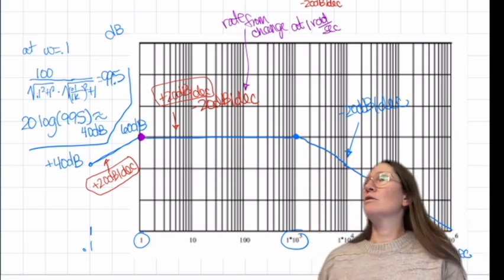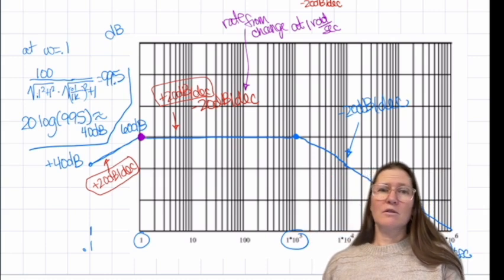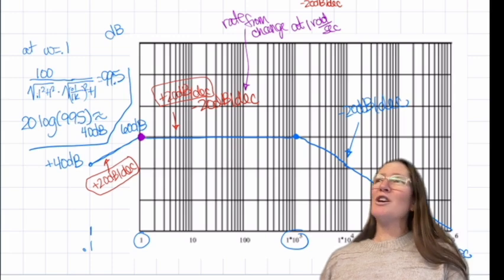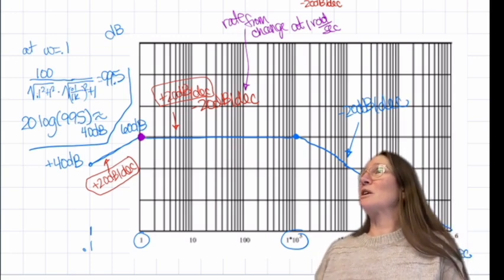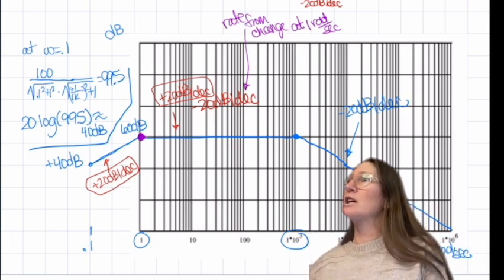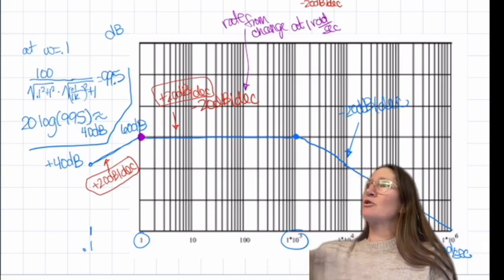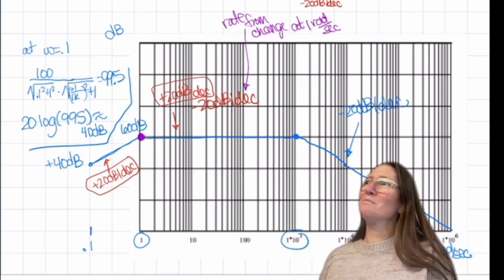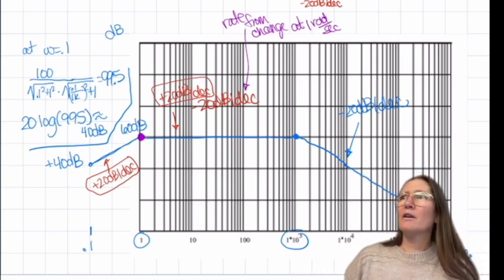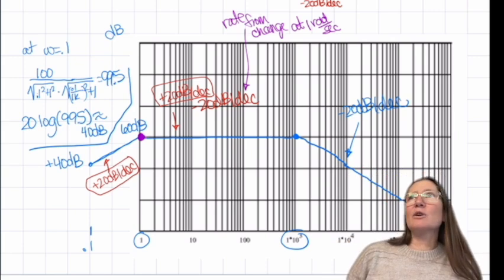Is it the 20 in front of the log? So yes, it works out mathematically based on the log that it ends up being a linear increase over a decade. It's an exponential in the volt per volt, but it ends up being a nice linear line as far as a change each time. All right, any other questions? Okay.